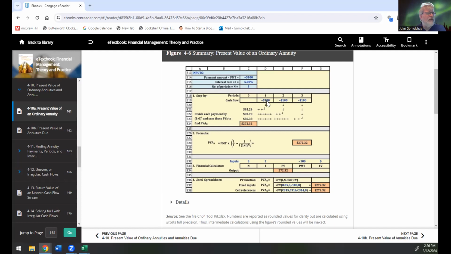So this $100 payment in period 1, we're going to lose 1 period's worth of discounting. So that's worth $95. Period 2's payment is going to discount back. We're going to lose 2 periods of discounting, so it's going to be $90.70. Period 3 is going to have 3 periods' worth of discounting. It's really only worth $86. So if we add all of those together, we're going to come up with $272.32 as being the present value of that $100 annuity. Okay. Let's go to the spreadsheet and see how it works.